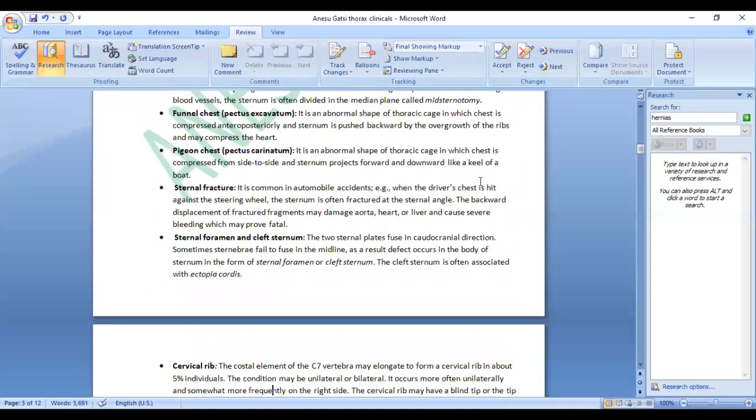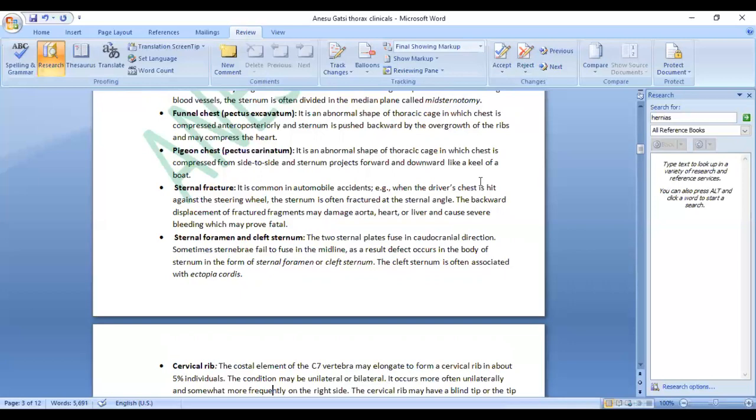Then you have one known as a sternal foramen or a cleft sternum. During embryonic life, you form two sternal plates on either side of the midline. If these sternal plates fail to fuse to form the sternebrae, then you have what is known as a sternal foramen or a cleft sternum, and this is often associated with what is known as ectopia cordis. In ectopia cordis, you have herniation of the heart, either partial or complete herniation. The heart actually protrudes onto the anterior surface of the skin on the thoracic region.